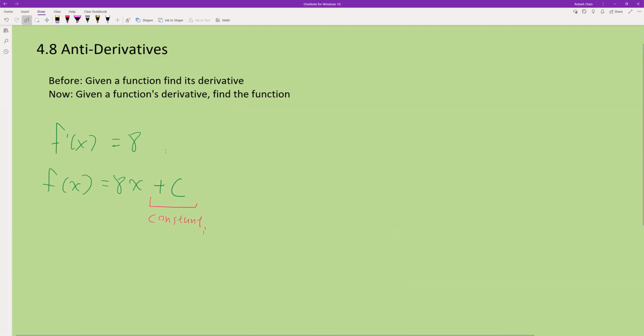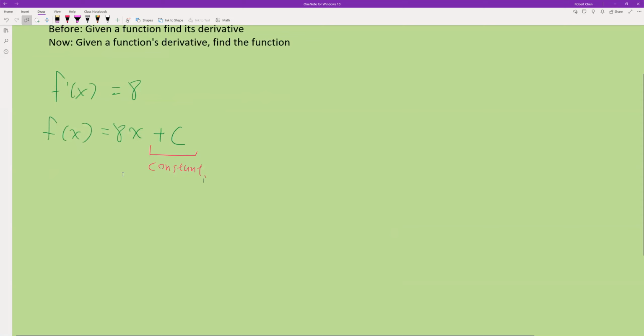Okay, so let's take a look at the anti-derivative rules, or the reverse power rule. Let's start with an example. Say I have the function g is x cubed, and then you take the derivative g prime, which is 3x squared. So the derivative has one less power than the function, and the power of the function is multiplied to the front of the derivative.